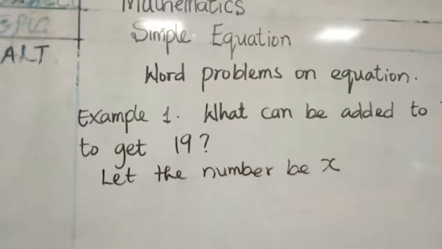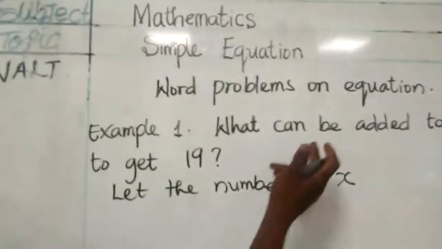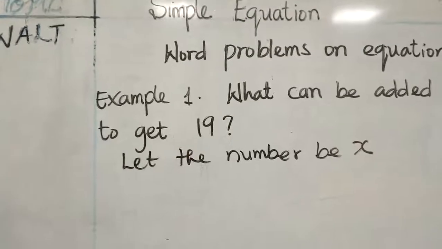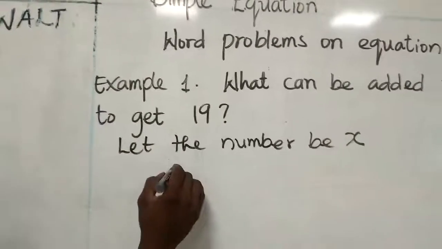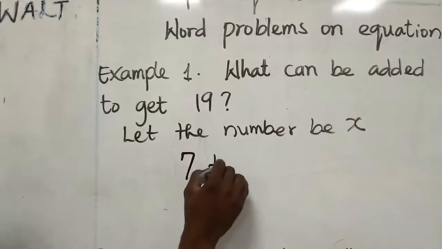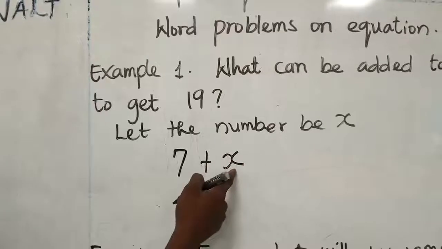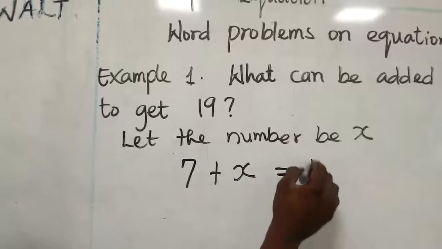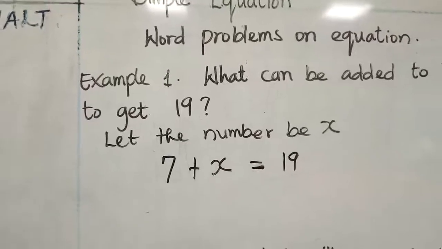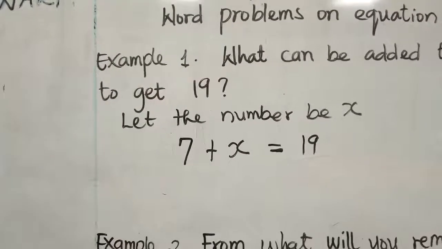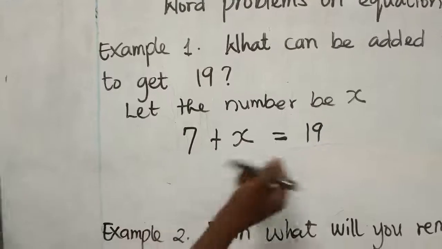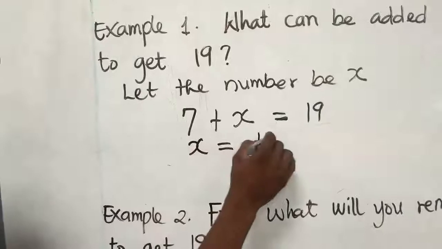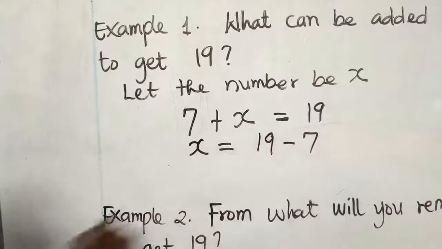Let the number be x. We are told that if the number is added to 7, then the answer is going to be 19. Therefore, 7 plus x, which is the number we don't know, when you add them together, the answer is 19. What is that number? To get x here, we simply do subtraction. X equals 19 minus 7.